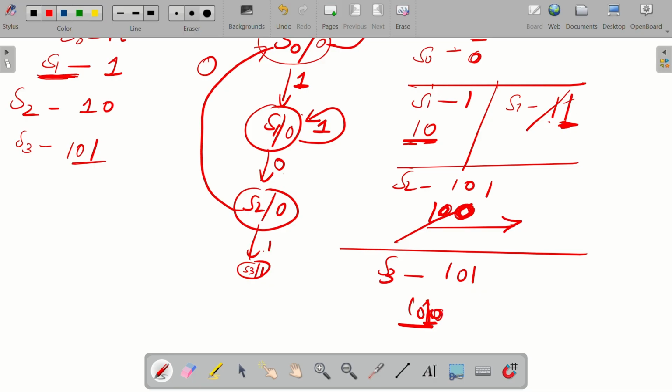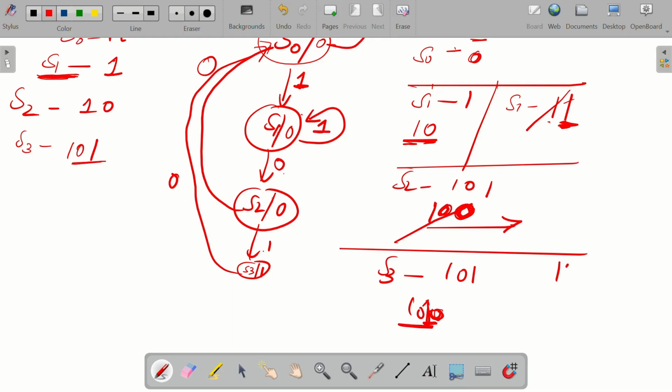Since I've received 0 here, my sequence is broken because the starting bit of my sequence is 1. So what will I do? I will restart. I'll move to the reset state and I'll restart the sequence detection. I'll wait for my next valid 1 to come.